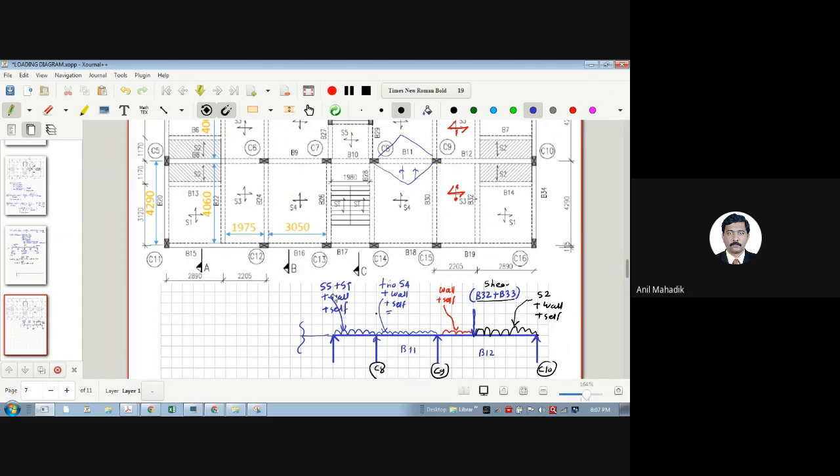How to draw the loading diagram. So this will give you a feeling of load path, how the load is going from where, and how to calculate the loads. That is the main aim of today's session: understanding loads and load path and drawing the load diagram, because once you draw the load diagram, then you can calculate the bending moments and shear forces.